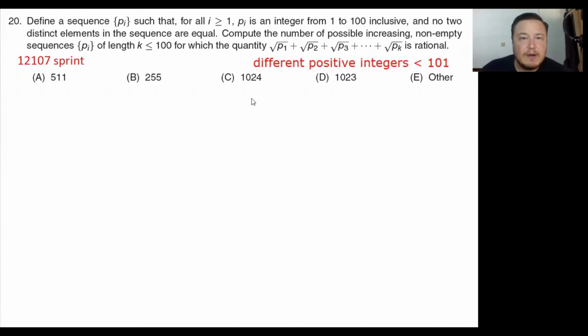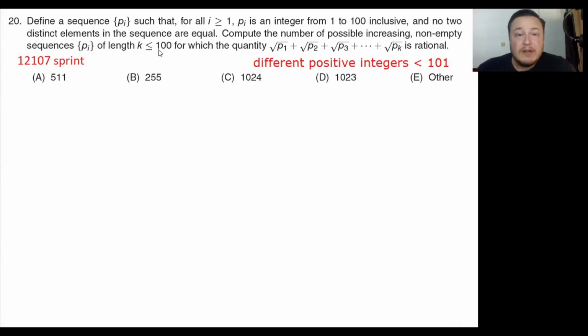All right, so let's talk about what we can have in the context of what the problem is doing. We want to know the possible increasing non-empty sequences. Increasing means that each one of these integers is getting bigger. Non-empty sequences means there has to be something, right? You can't just have no p's at all. You have to have at least a p1 and possibly up to 100 of them.